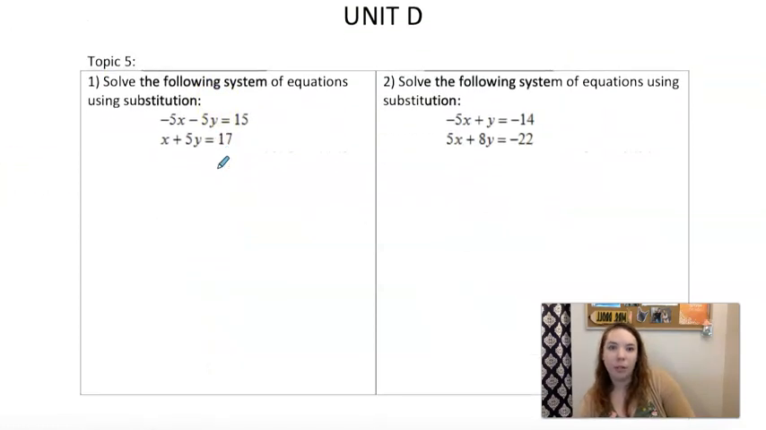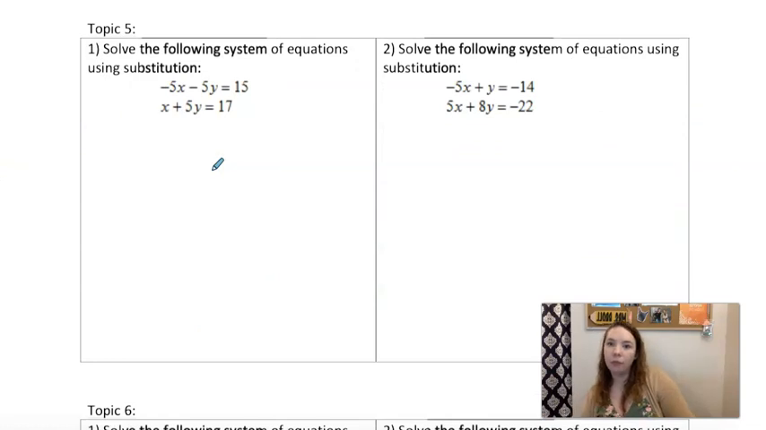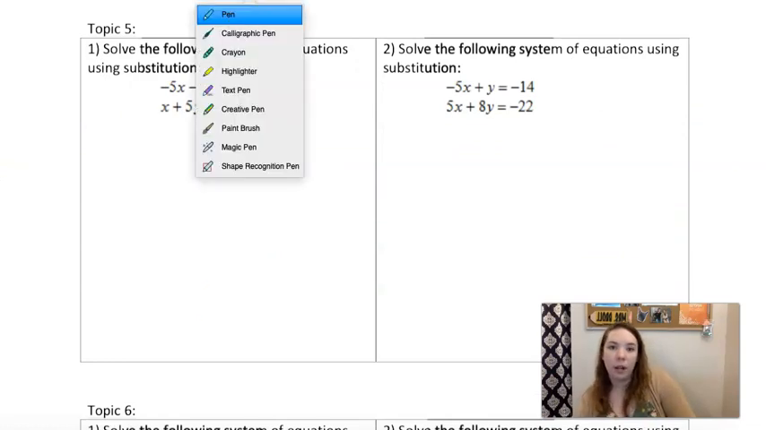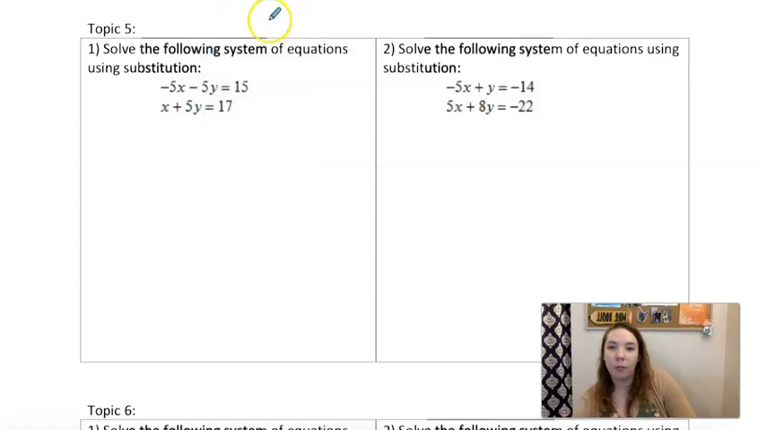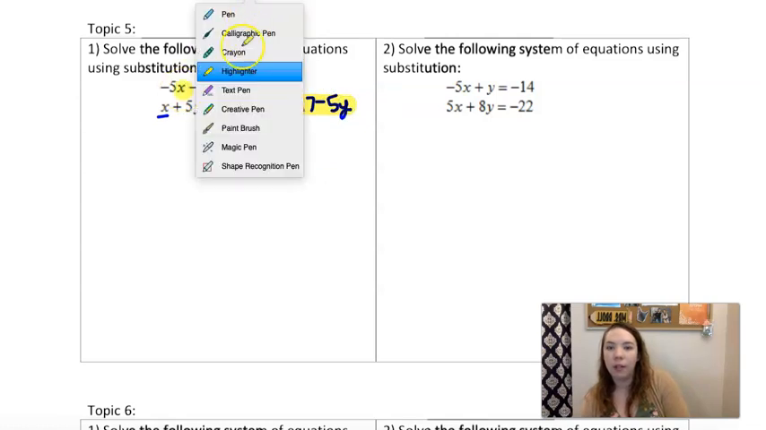All right, substitution still. These are not ready to substitute, so we'll have to rearrange to isolate one of our variables. So in this case, x is the easiest to isolate because it doesn't have a coefficient. So you could have x equals 17 minus 5y there, and then you can plug that in for x in your equation.